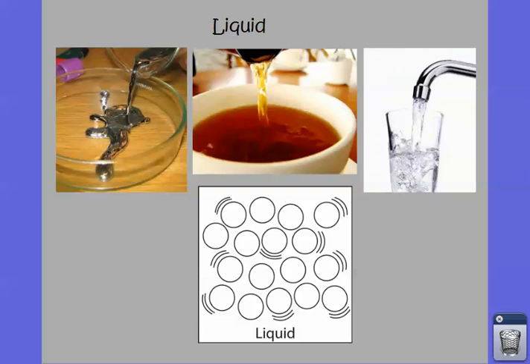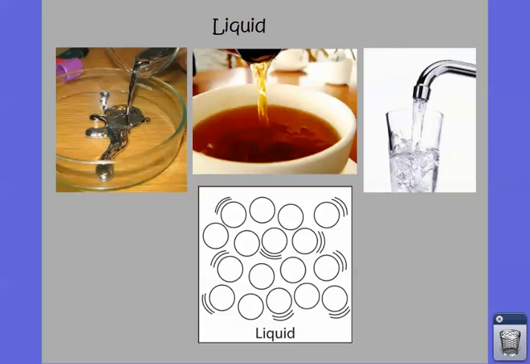So while these particles can move past each other some, they don't have kind of free range to spread apart great distances from each other. So I can change the liquid from a glass to a mug to a petri dish. I can put it in a bottle, and it's always going to be the same size, but the shape will change to take on the shape of the new container. So liquids have a definite volume, a definite size, but they have an indefinite shape. They'll take the shape of their container.